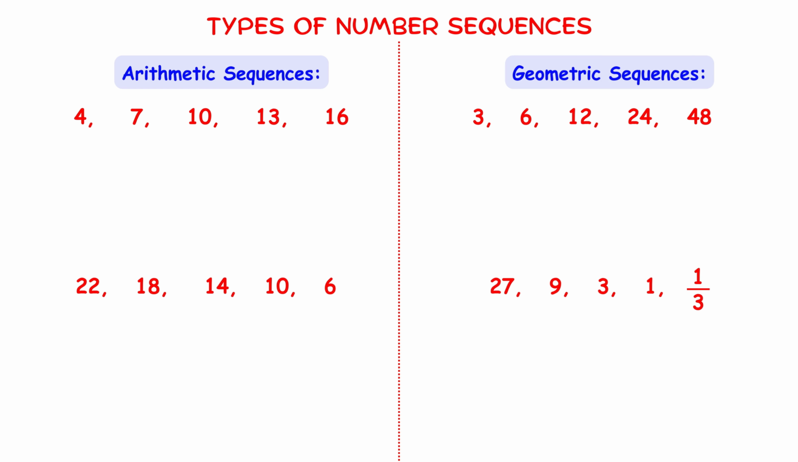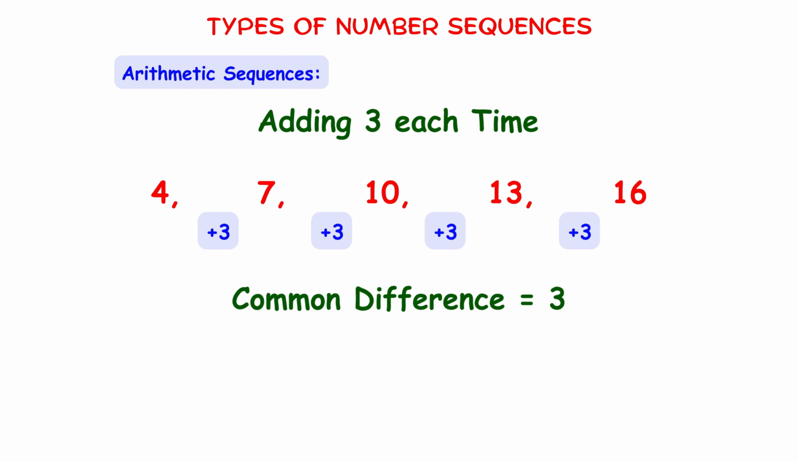For example, to get from 4 to 7, we'd have to add 3. So we could draw an arrow between the two of them with a plus 3 under it. Then to get from 7 to 10, we'd have to add another 3 and do the same again to get to 13 and then to 16. So the pattern here is that we're adding 3 each time.